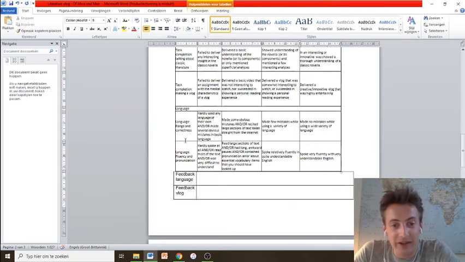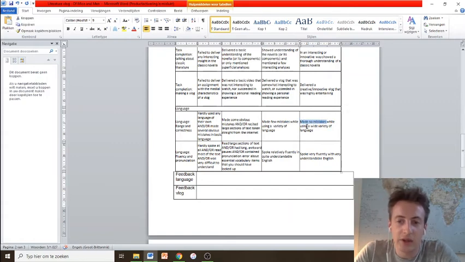Then language. Your language will be marked on range and correctness on one hand, and fluency and pronunciation on the other. And then, I will go over the best scenario again. If you make no mistakes while using a wide variety of language, you get 5 marks. Speaking very fluently with very understandable English is the best situation for fluency and pronunciation.